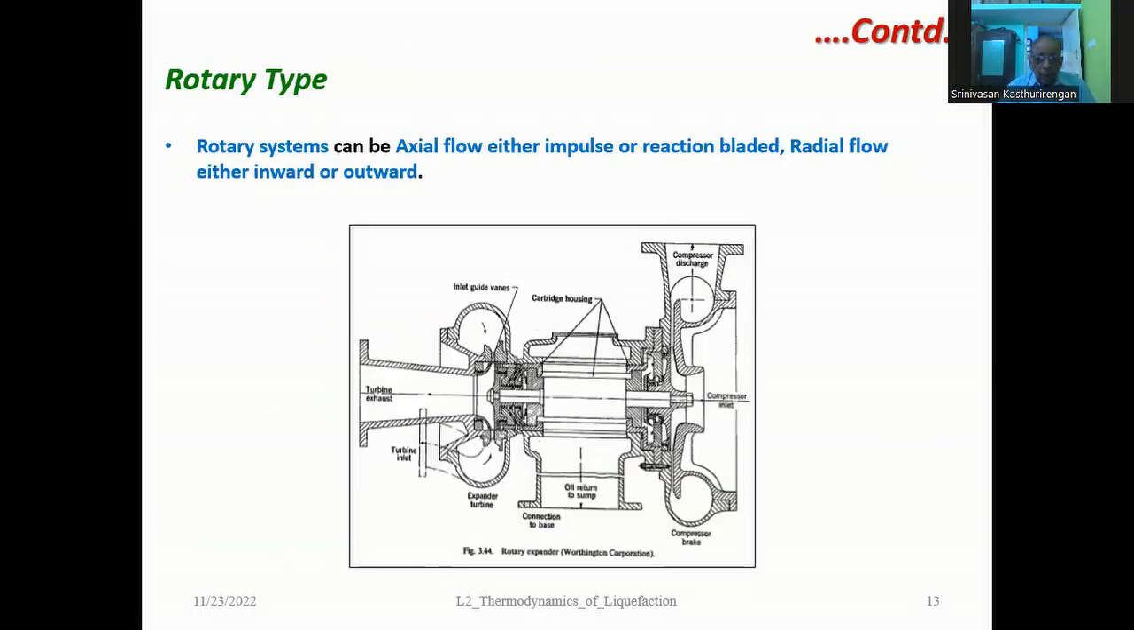Next, we try to discuss the rotary type of compressors. In the rotary systems, the systems can be either impulse or reaction bladed, or radial flow type; inward and outward type of systems are used. For example, here we see a rotary expander.